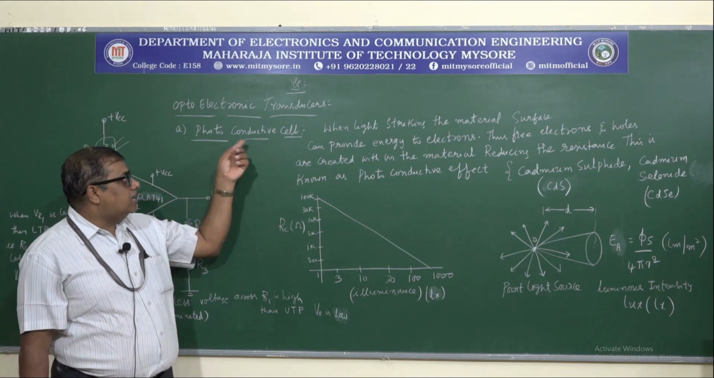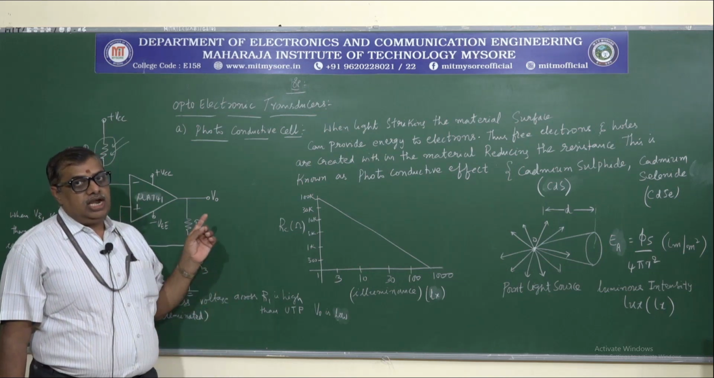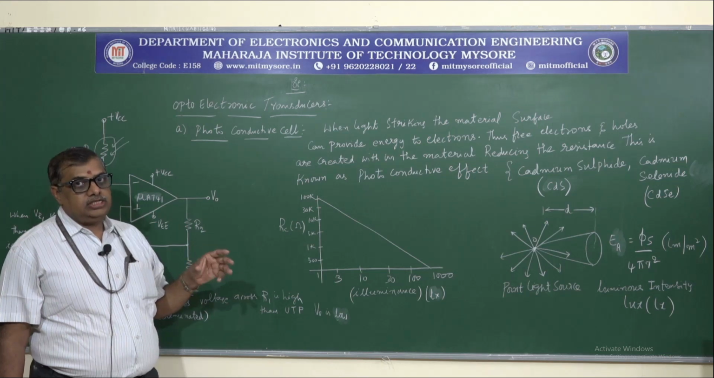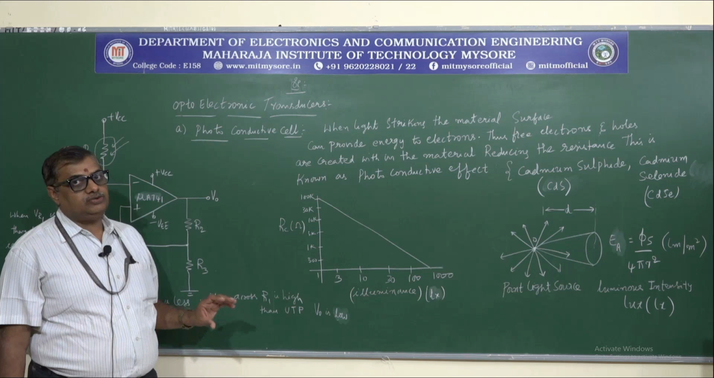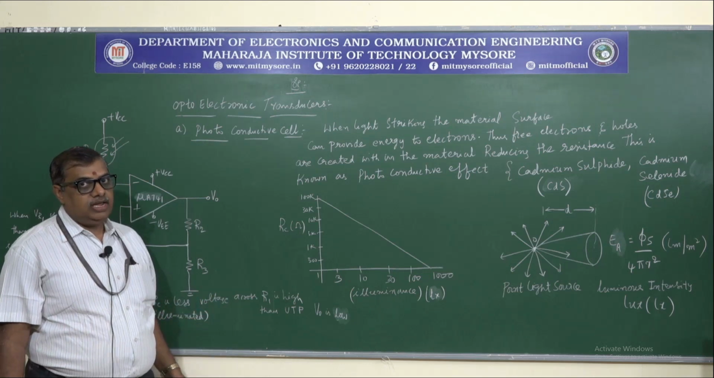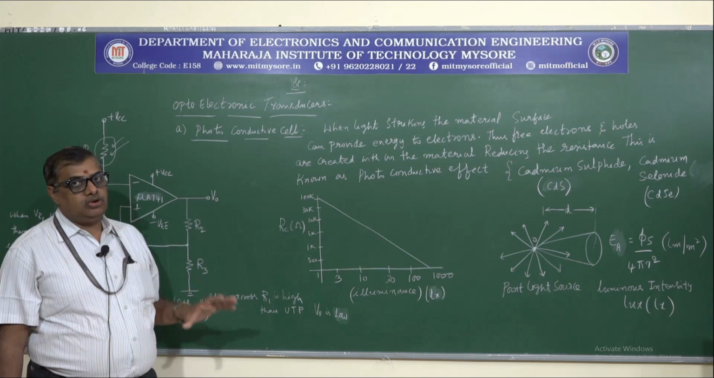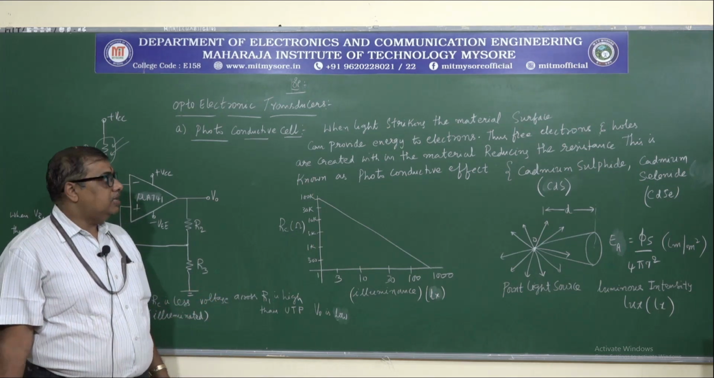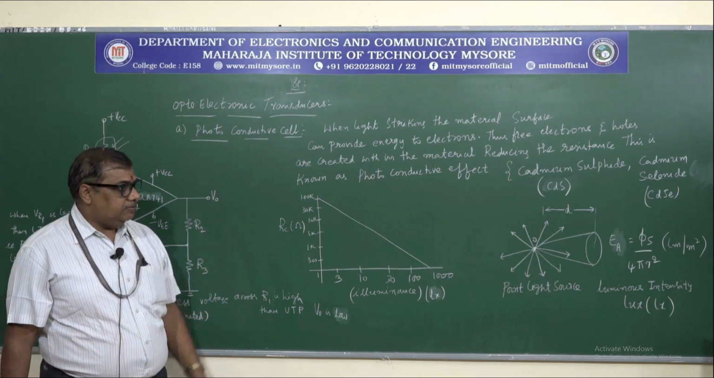What does photoconductive mean? Whenever light falls on a material, there is a change in the current, and we call that photoconductive. Similarly, when light falls on a material and the voltage changes, we call it a photovoltaic cell. Okay. So now we will see what this photoconductive cell is.